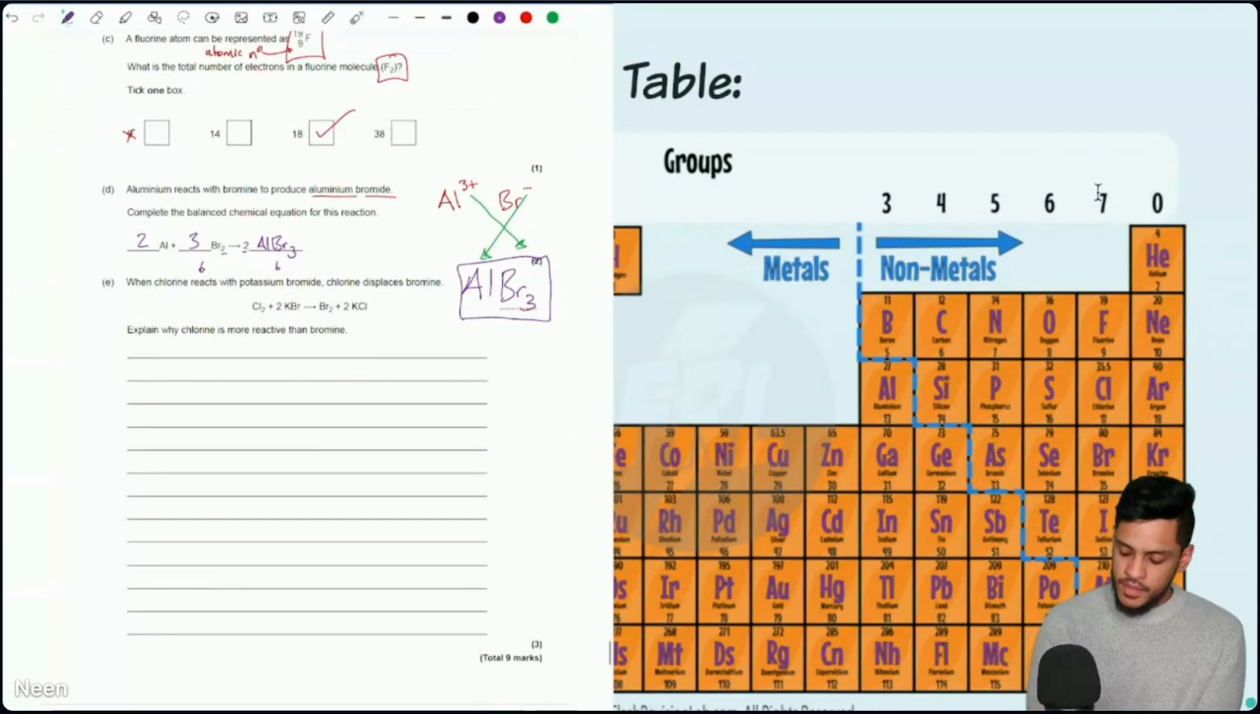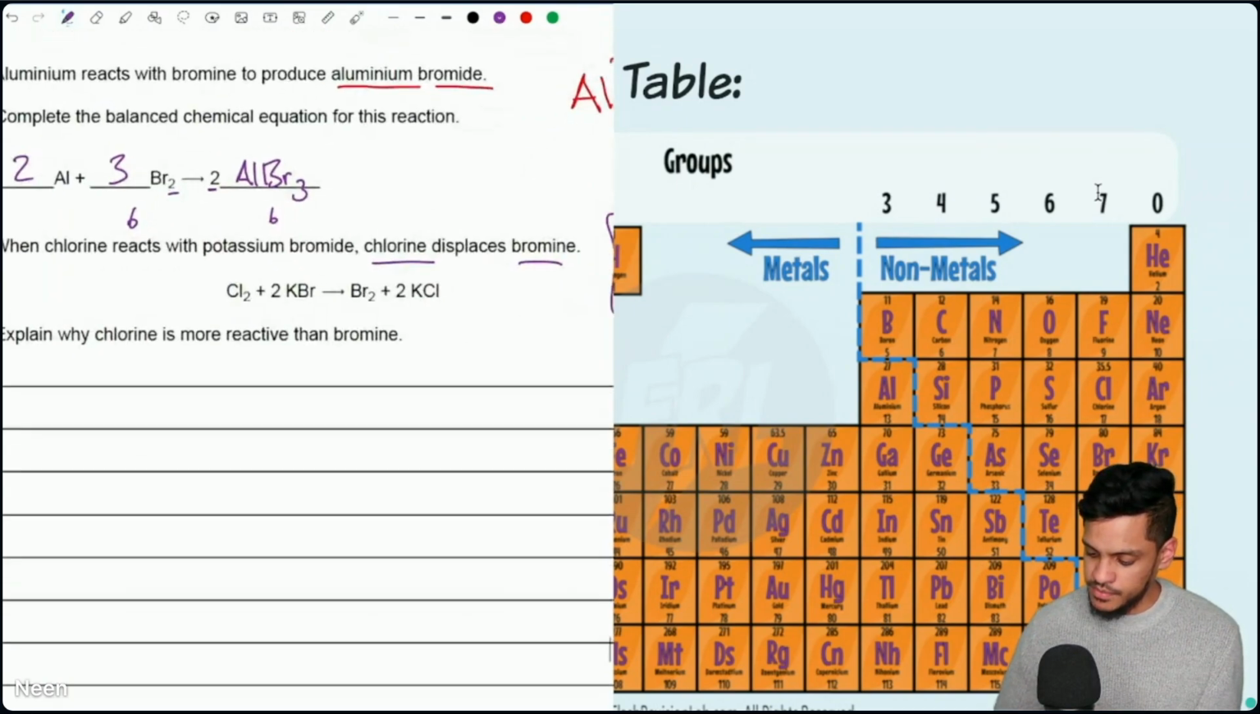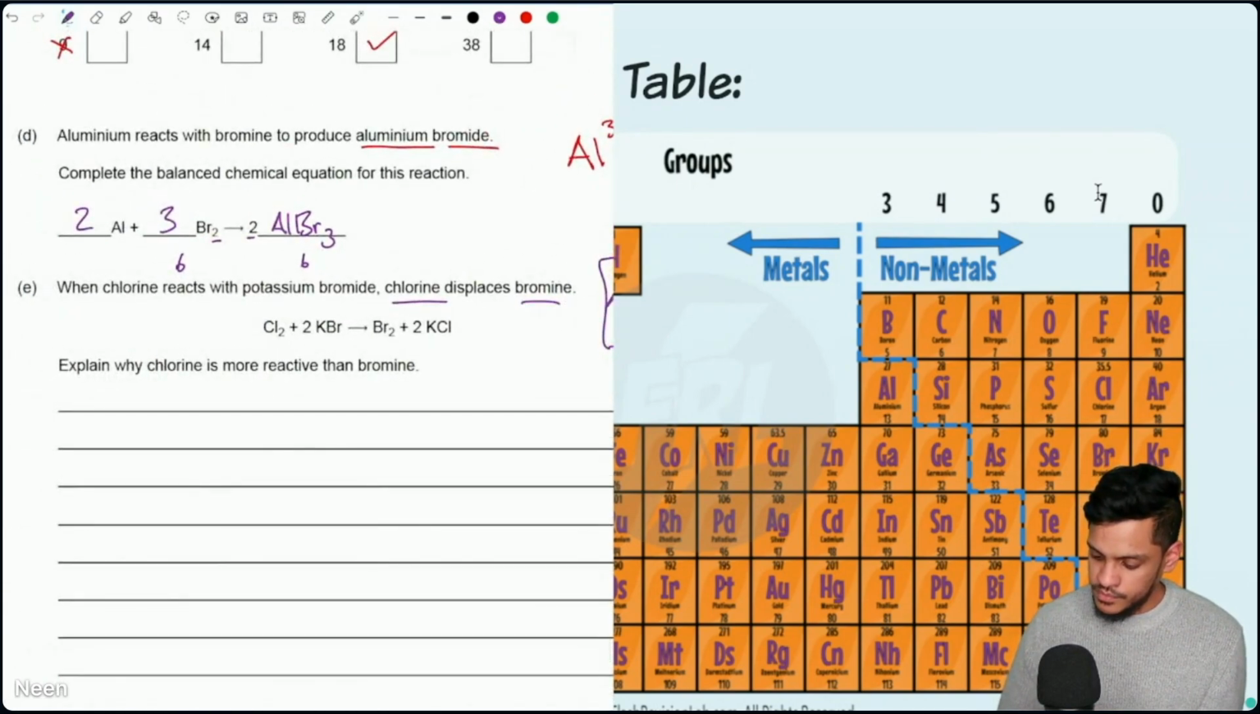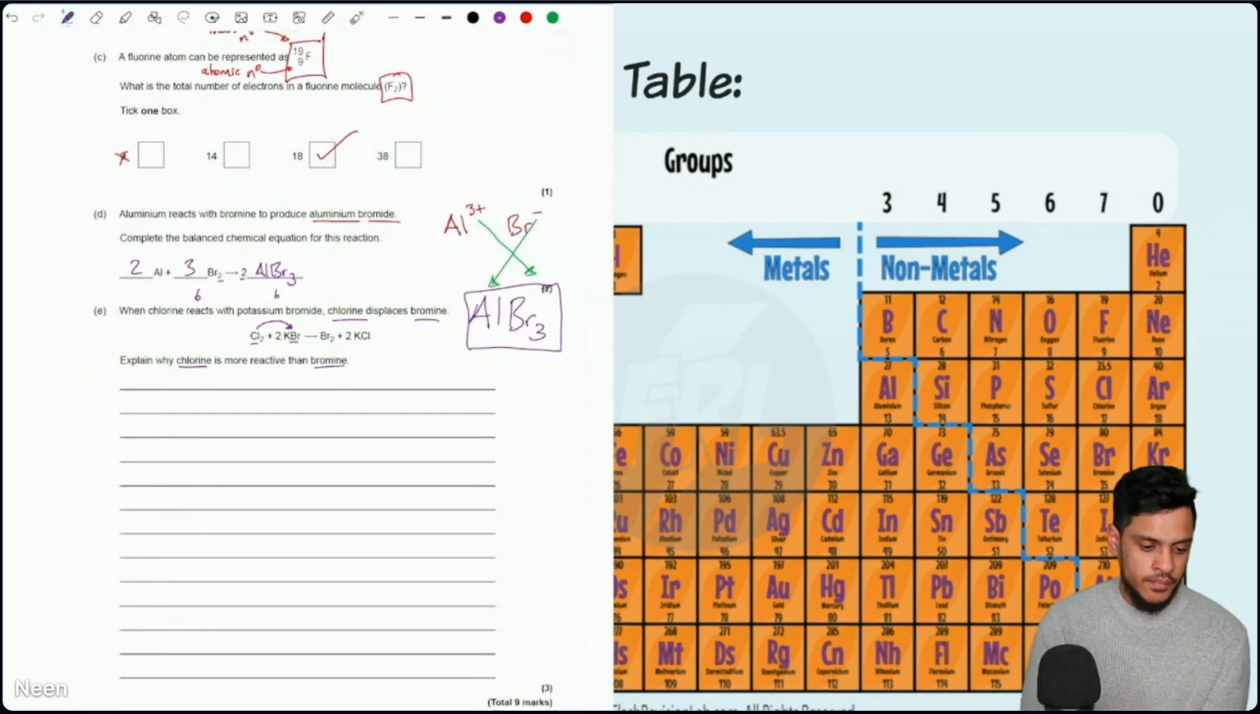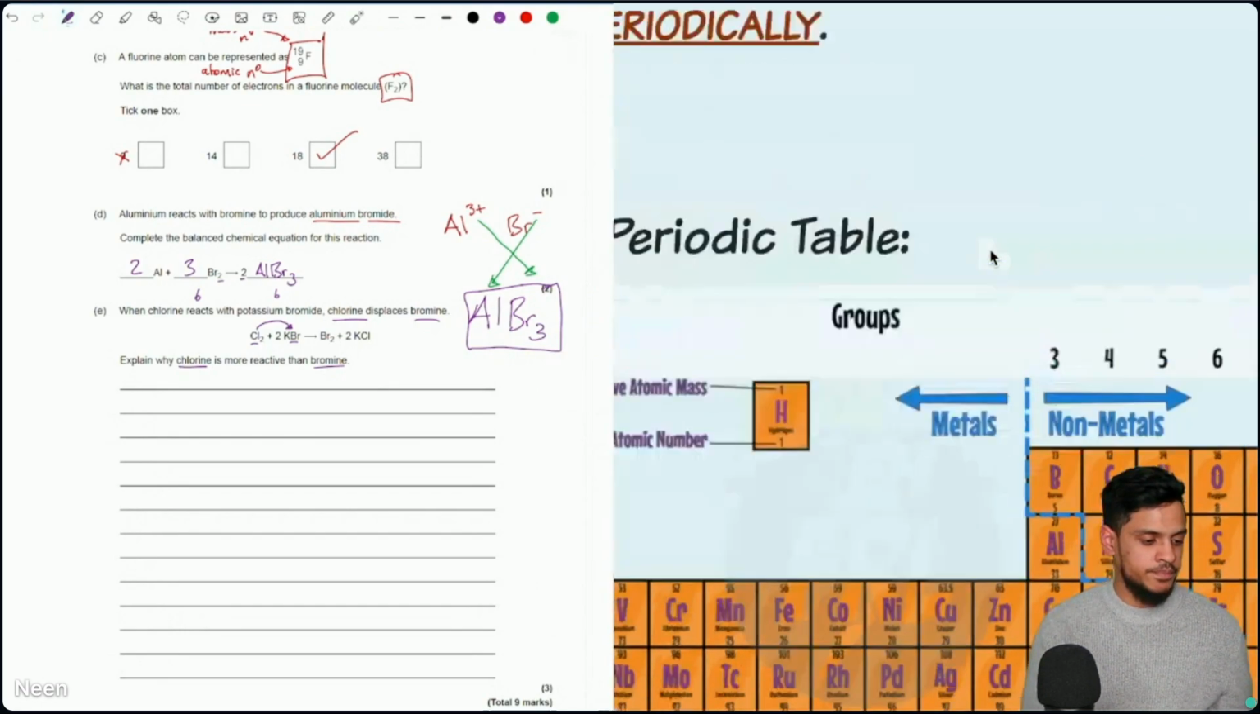Okay, next we've got a 3 marker. When chlorine reacts with potassium bromide, chlorine displaces bromine. This is a displacement reaction. So you can see here, chlorine displaces bromine. The reason why is because chlorine is more reactive than bromine, so it replaces it in the compound. Question is asking, why is chlorine more reactive than bromine? So that is all to do with how big the atoms are.